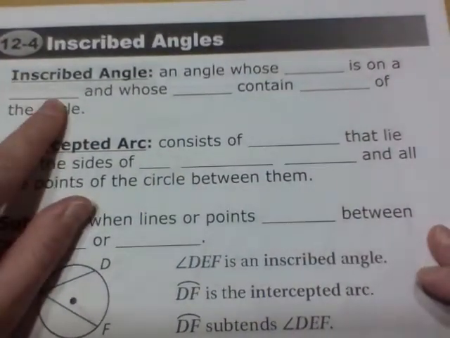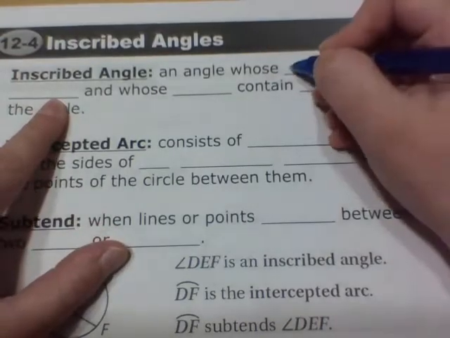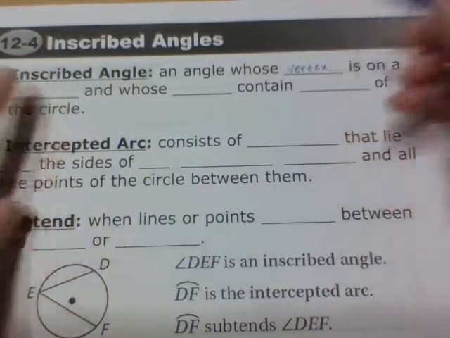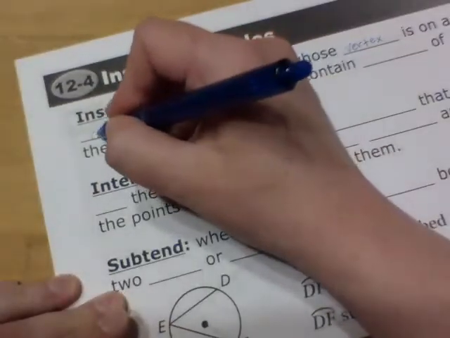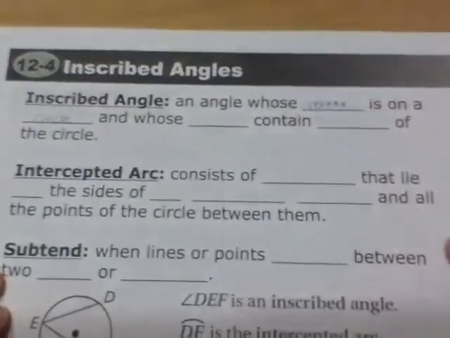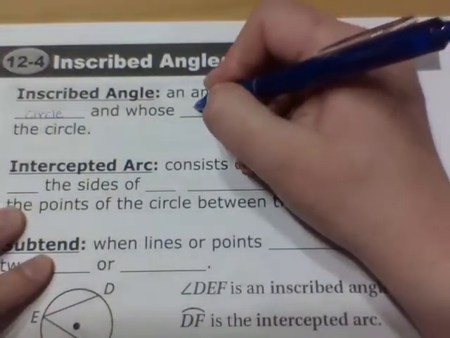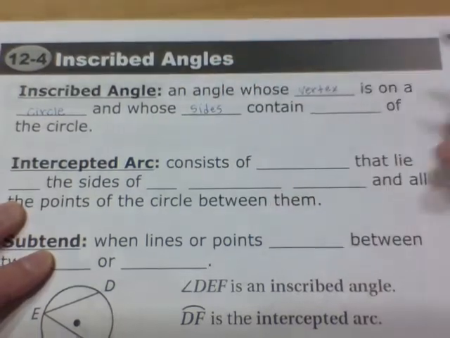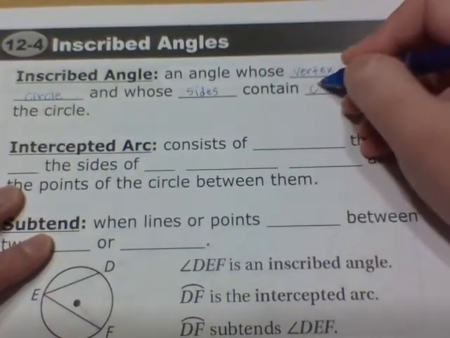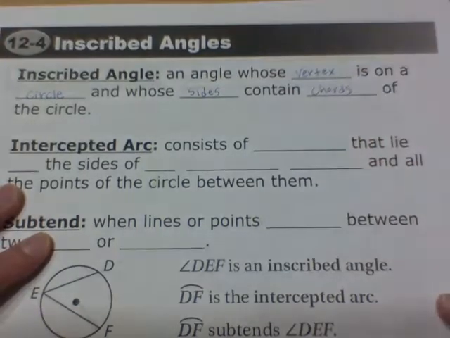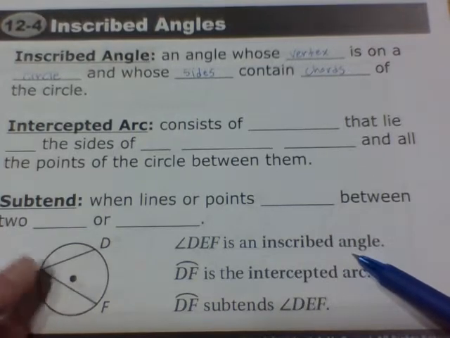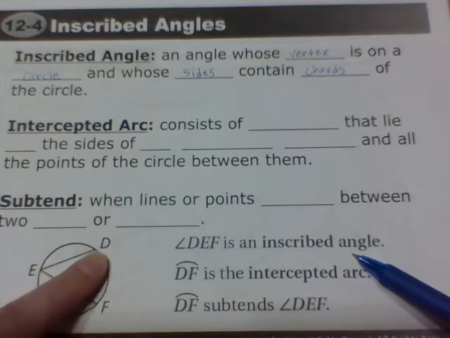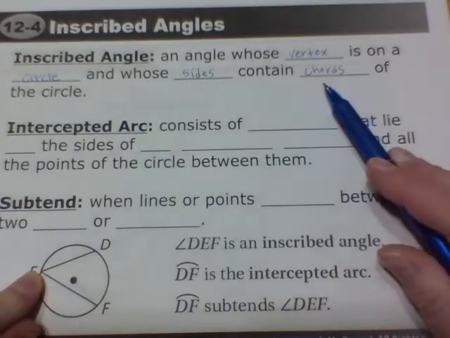An inscribed angle is an angle whose vertex, so again that's this point E here, is on a circle and whose sides contain chords of the circle. Looking at this, DEF is an inscribed angle because E is its vertex, it's on the circle, and its sides, DE and EF, are chords.